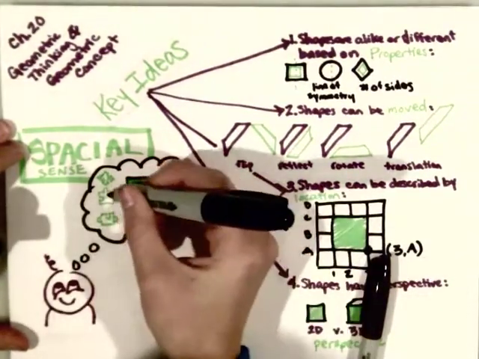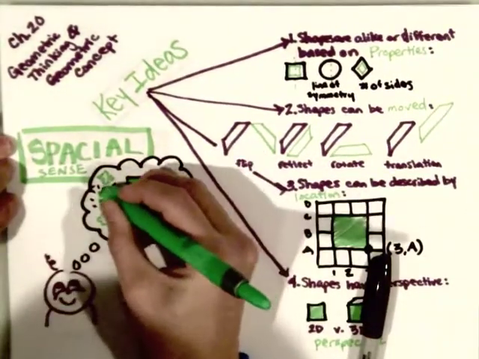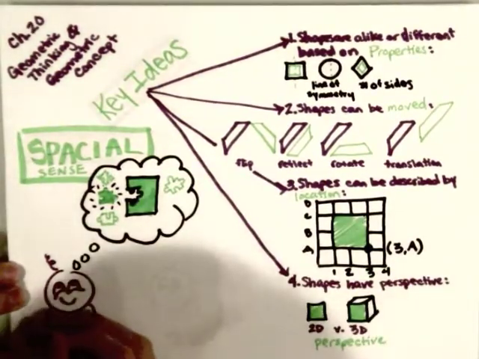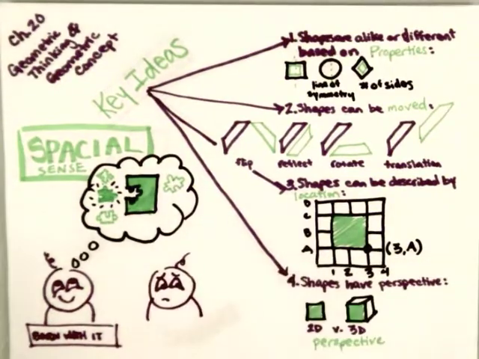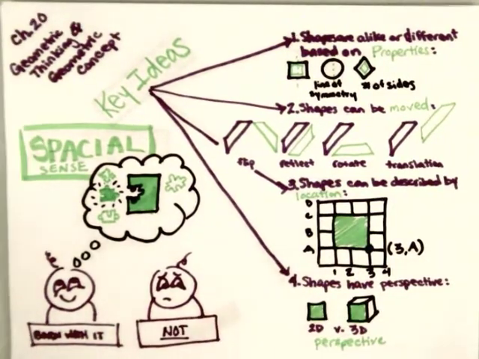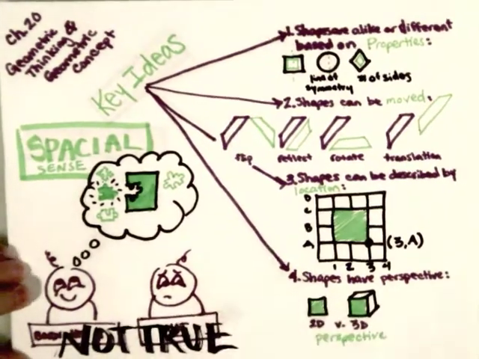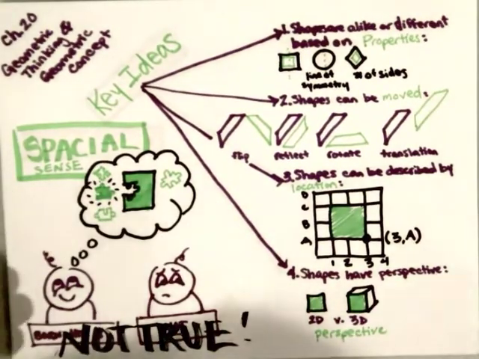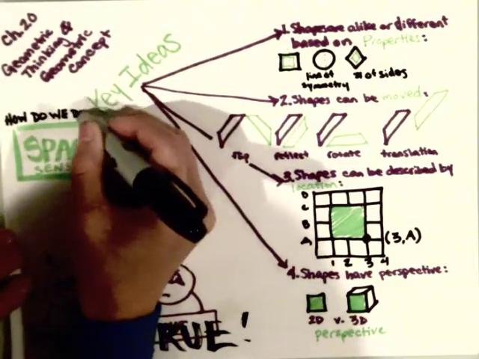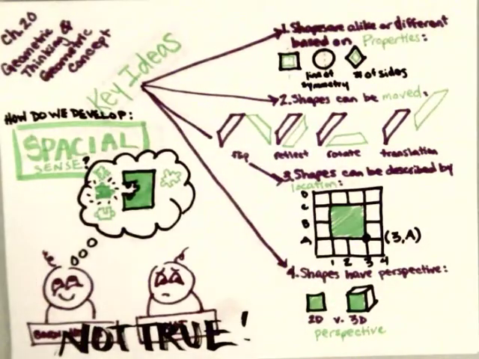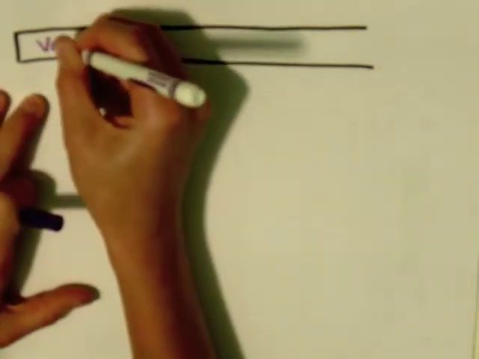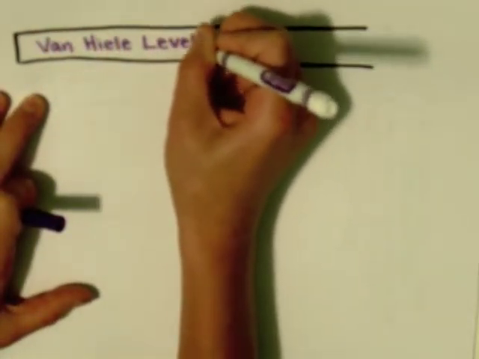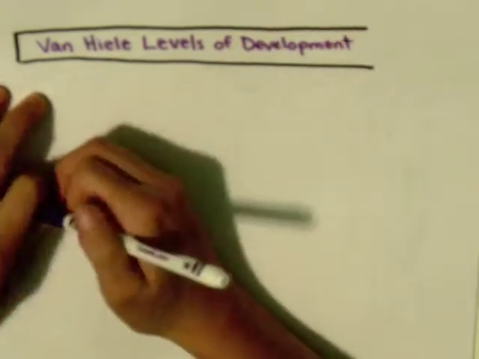Now, there's this idea that some students are born with this innate ability to describe shapes, and some are not. However, this is not true. So if this is not true, then how do we develop spatial sense or geometric thinking? The development of geometric thinking is described by Van Hiele's sequential levels, also known as Van Hiele levels of development.